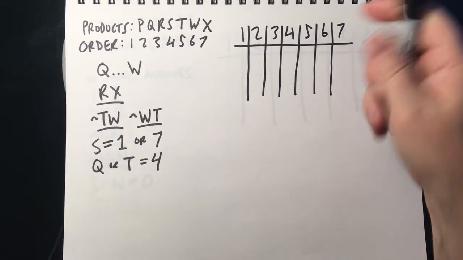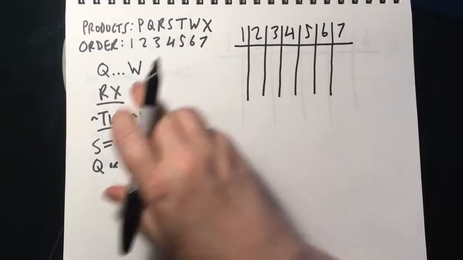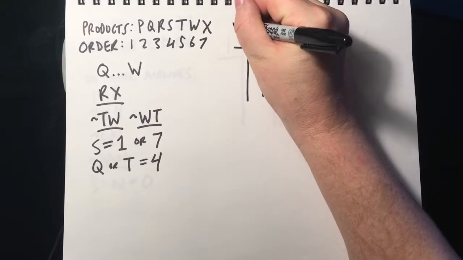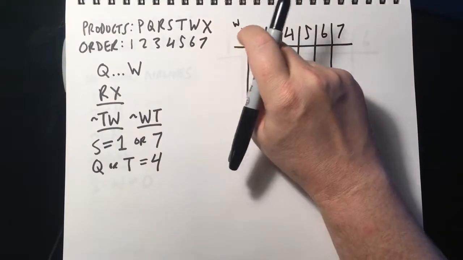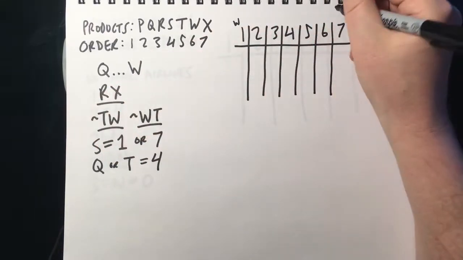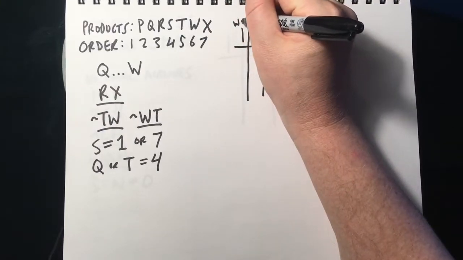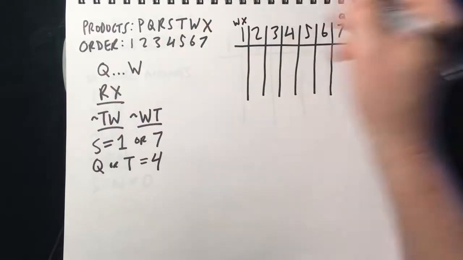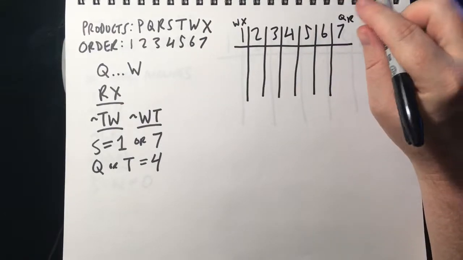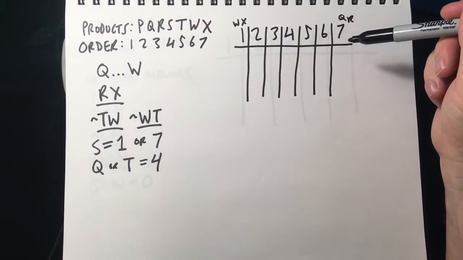And with sequencing games, there's a really common kind of boring deduction you can do. For instance, if Q is before W, well, we know W cannot be first, and I indicate that by putting a little W above the 1. Q can't be last because W has to come after Q. I'll put a little Q there. RX, I know X cannot be first, and I know R can't be last. They're very simple, very boring deductions, but sometimes they help you out later on, so we just stick those in there. And then we move into the questions.